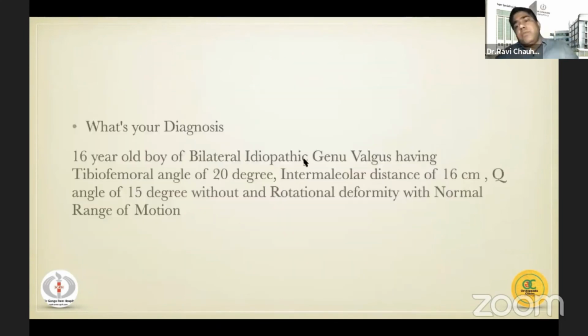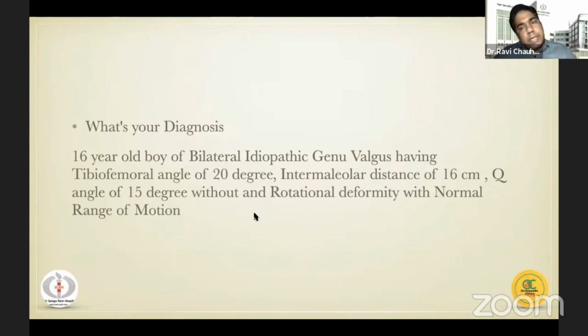So the first question the examiner asked: what's your diagnosis? A 16-year-old boy with bilateral idiopathic genu valgus having a tibiofemoral angle of 20 degrees, intermalleolar distance of 16 centimeters, and Q angle of 15 degrees, without any rotational deformity, with normal range of motion.